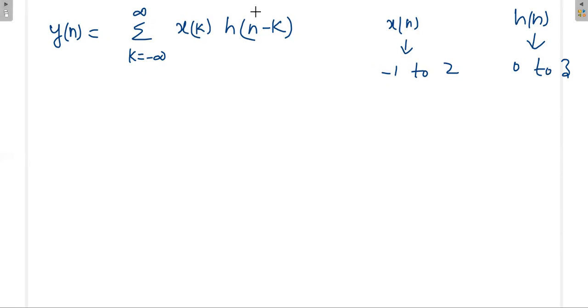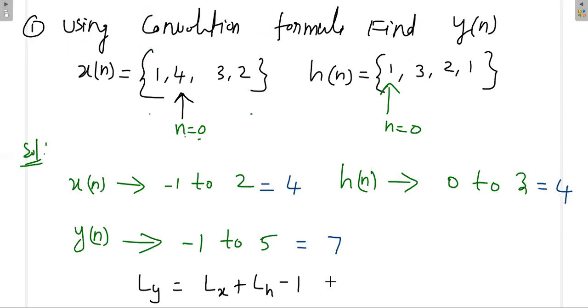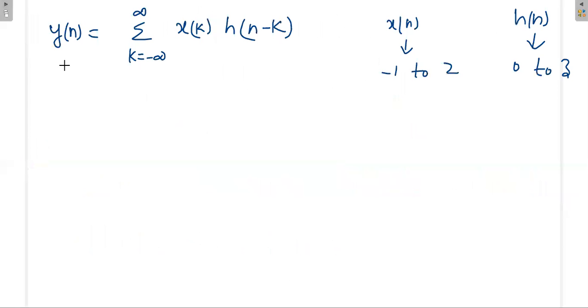Again, if you see here, just now we have identified the nature of y. Y has 7 samples, and we have also identified the limits. The lower limit is -1, the upper limit is 5. That means y of n goes from -1 to 5. So we have just identified that n goes from -1 to 5.